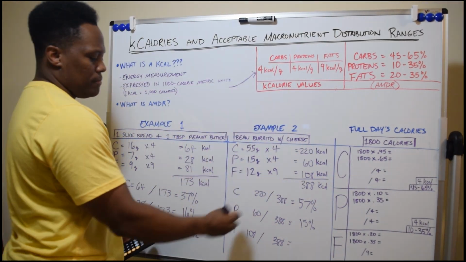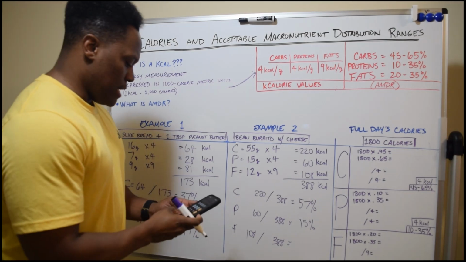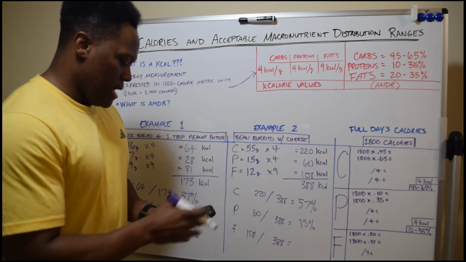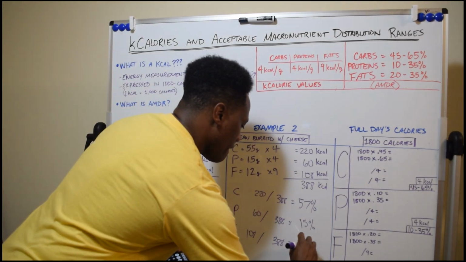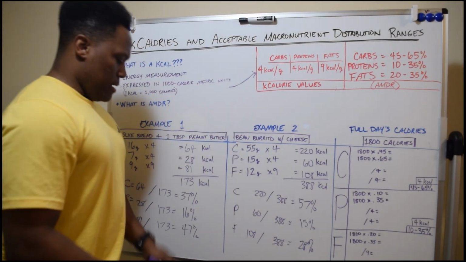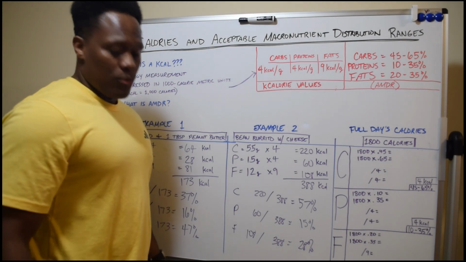Okay, now for fats, last but not least, take 108 divided by 388, and we are looking at about 28%. Okay, now that we've gotten that taken care of, what does that tell us?